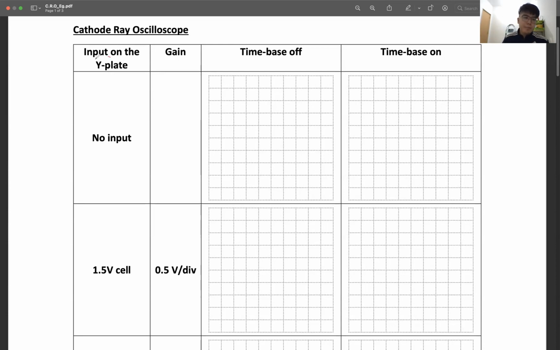Input on the Y plate. 这个是 connection Y plate. 然后 gain 是我的 scale. Okay, 我的 adjust 我的 gain. No input. Time base is off. No input 就是说我没有 plug in 什么去我的 Y plate. Time base 也是没有，所以它会怎样？它会像一个 dot. So this is just a dot. Okay. Now no input. 然后我打开那个 time base. So you move left and right. This will look like a line.